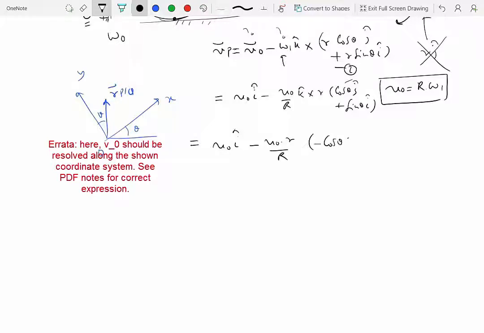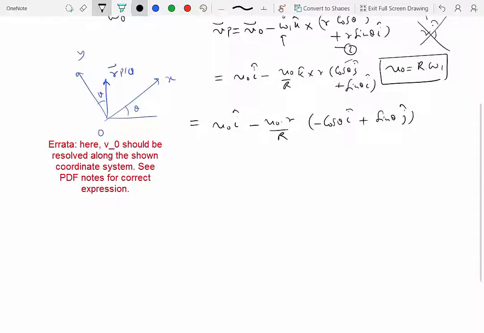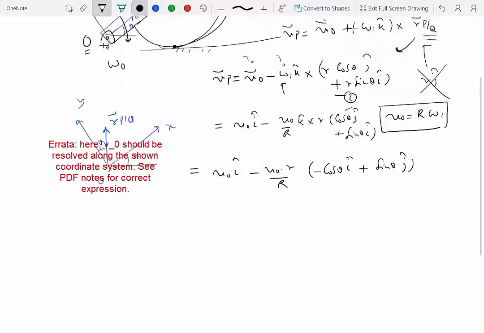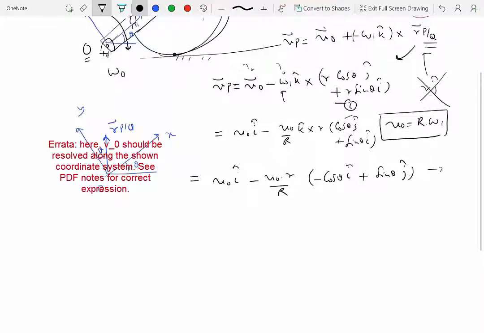Cosine theta k cross j is minus i hat, plus sine theta k cross i is j hat. One thing you would probably notice is that we're taking a lot of cross products, so your ability to do these cross products quickly can make a difference in exam situations. So we got the velocity of P, that's expression number 2.